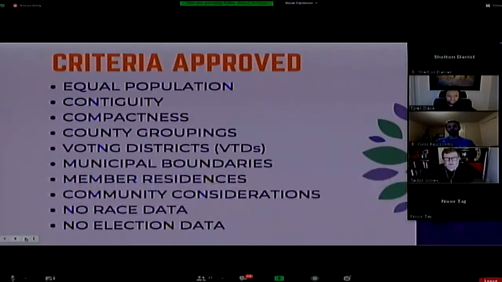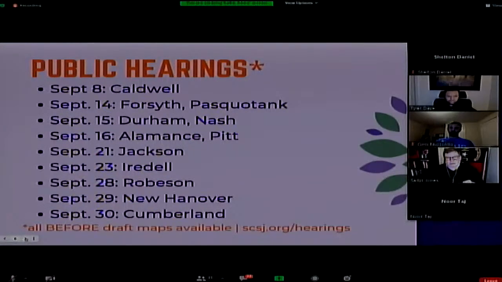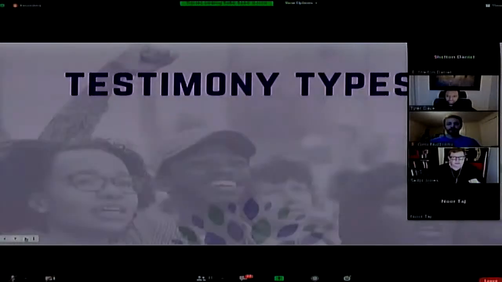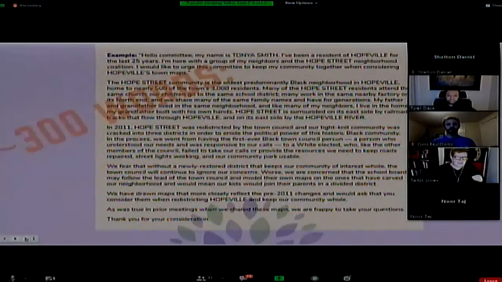So these are the criteria. You're going to get all of them. But we have some concerns about 2 of them in particular, and we'll take a deeper dive when we talk about the process testimony, the first of 3 we'll talk about tonight. And these are your public hearings. As Tyler said, Nash is coming up soon, on September 15th, so we want to get you ready with the right testimony. And so we're going to start with the testimony types.